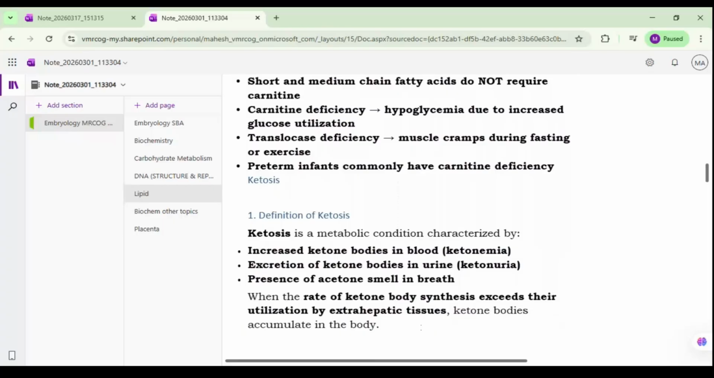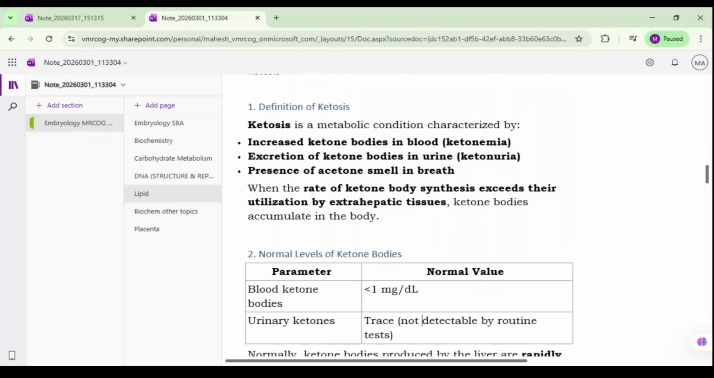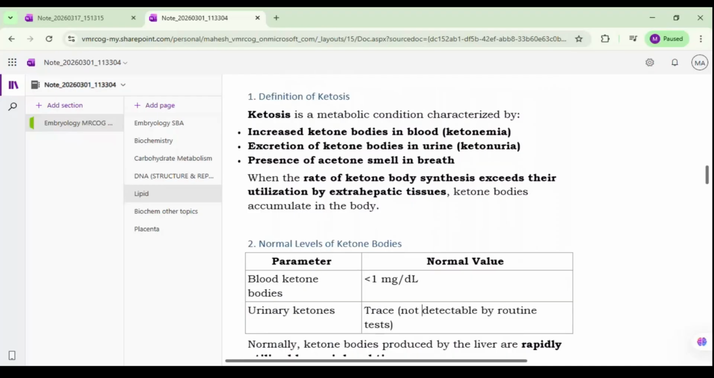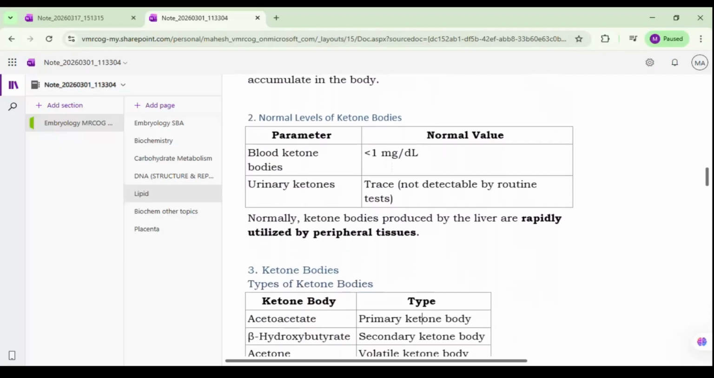Okay, when the rate of ketone body synthesis exceeds their utilization by the extrahepatic tissue, ketone bodies will accumulate inside the body. So normally what is the level of the ketone bodies? It is less than 1 milligram per deciliter, and urinary ketones are generally trace, not detectable by a urine test. So normally ketone bodies are formed in the liver, and they are rapidly utilized by the peripheral tissues.